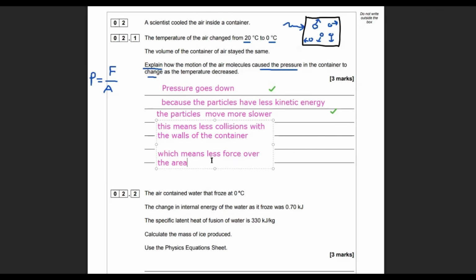Now you might say, why am I saying less force over the area? I'm talking about the area of the walls, which hasn't changed, but we've had less force. F over A. F has gone down, so P has gone down. All right, let's tick that up. So what I would say is all of these are kind of point scoring marks, okay? And you need 3 of those.